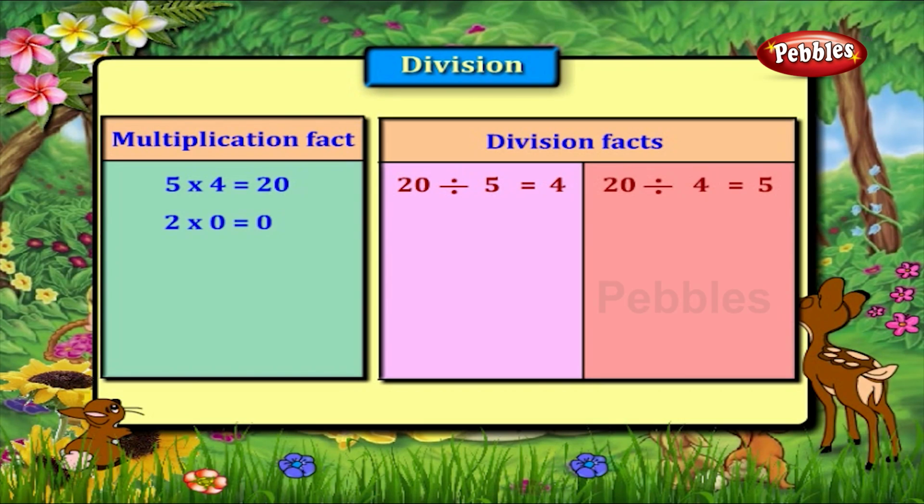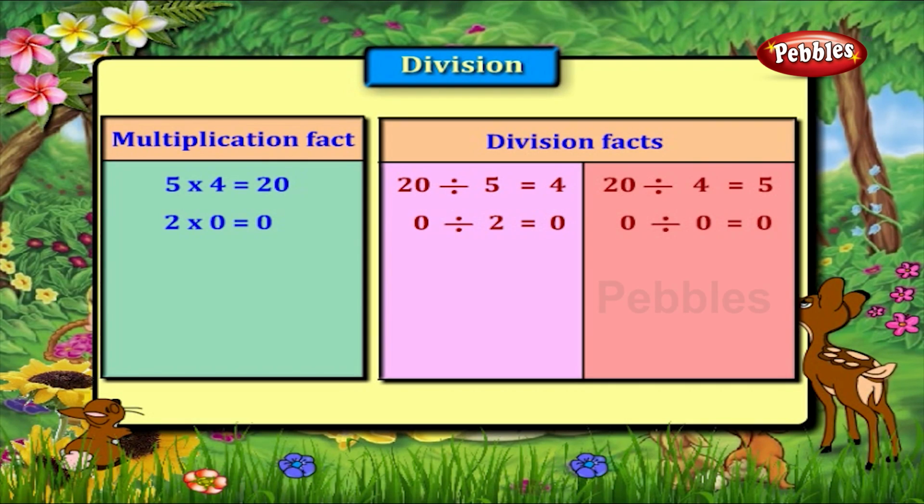Multiplication fact: 2 into 0 is equal to 0. Division facts: 0 divided by 2 is equal to 0. 0 divided by 0 is equal to 0.